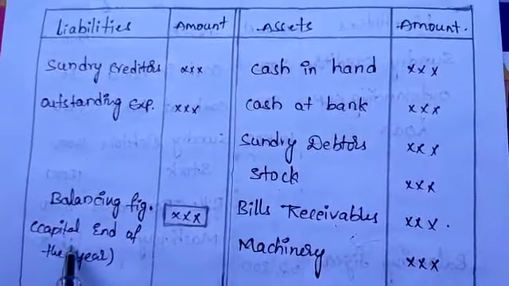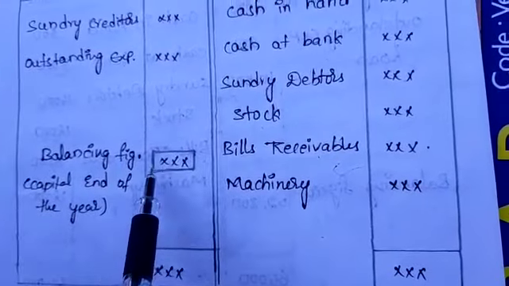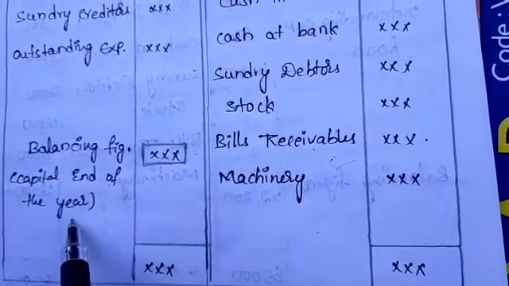Assets are more than liabilities. The balancing figure is there, and this balancing figure is called capital at the end of the year.